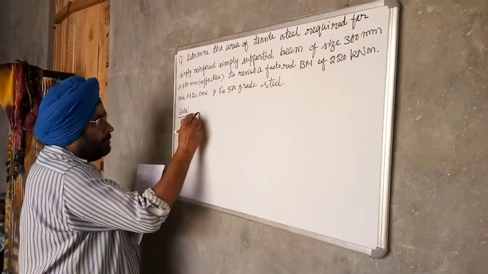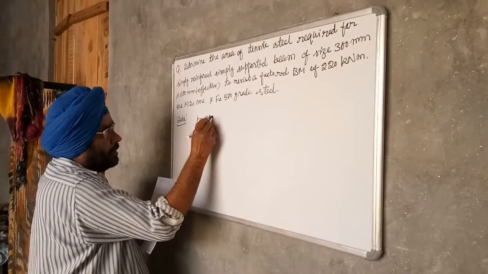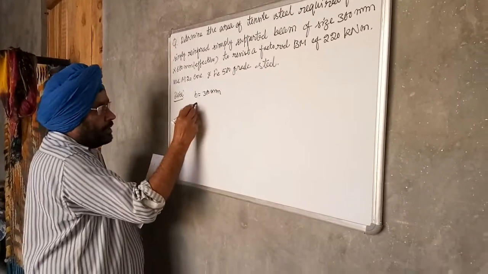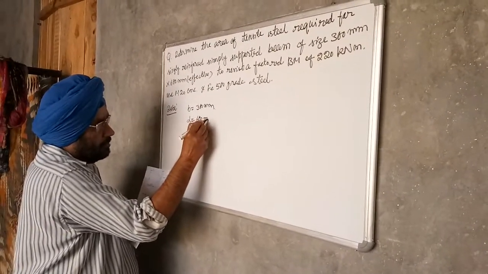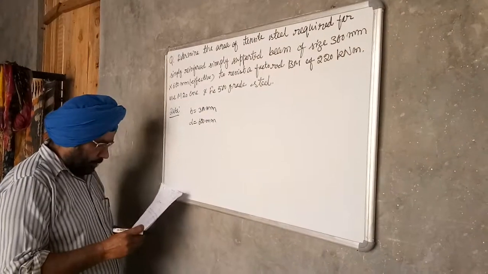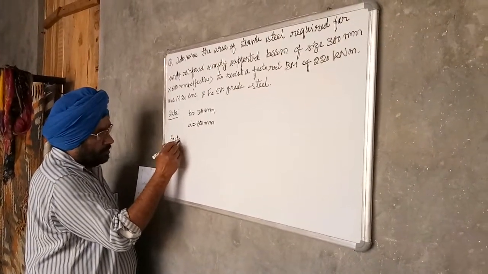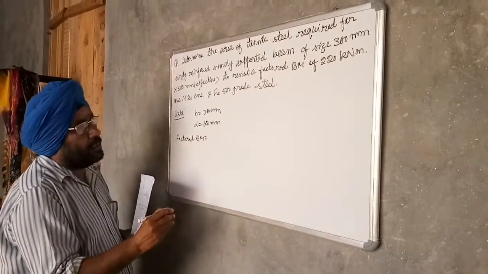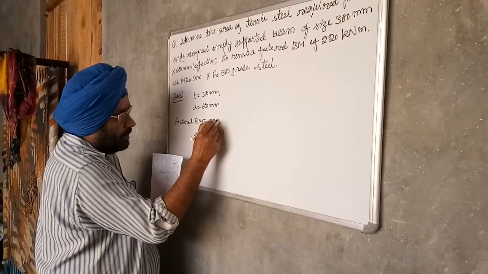Size of the beam: width of the beam section is 300 millimeter and effective depth D is 600 millimeter. Then the factored bending moment of the beam section is given to us as 220 kilonewton meter.